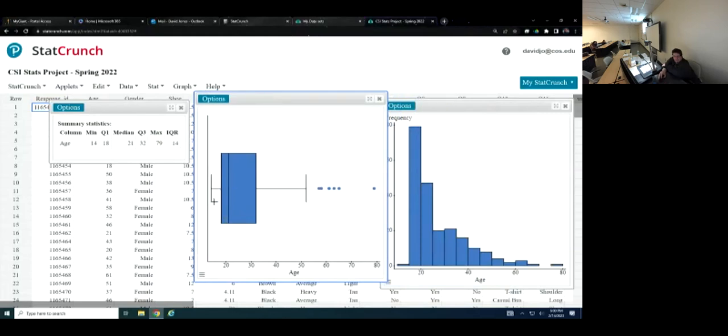So see, if I put my cursor over it, it gives me all the values as well. It also tells me the lower limit is 14 and the upper limit's 52. I'm gonna write down the values I had up there on the summary statistics. I'm gonna write these down. And I'm gonna write down what the box shows us as well.